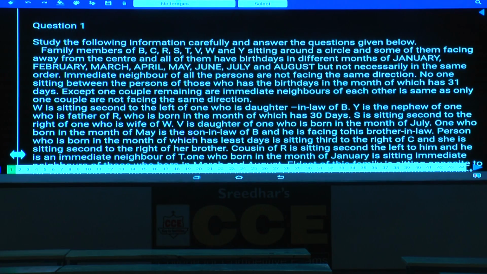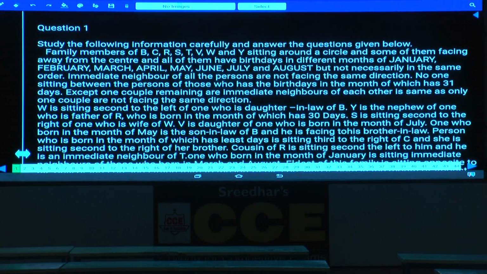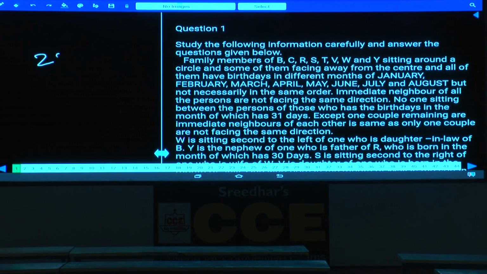Paper number 29. Now, in this paper number 29, tell me what are the statements given here. Now, questions 1 to 5 are based on blood relation along with seating arrangement.